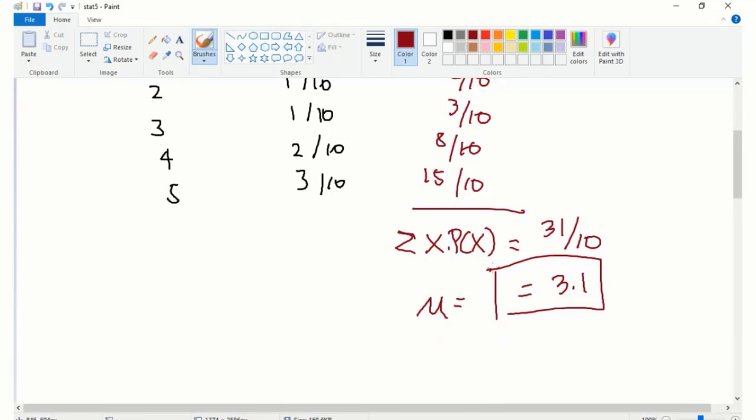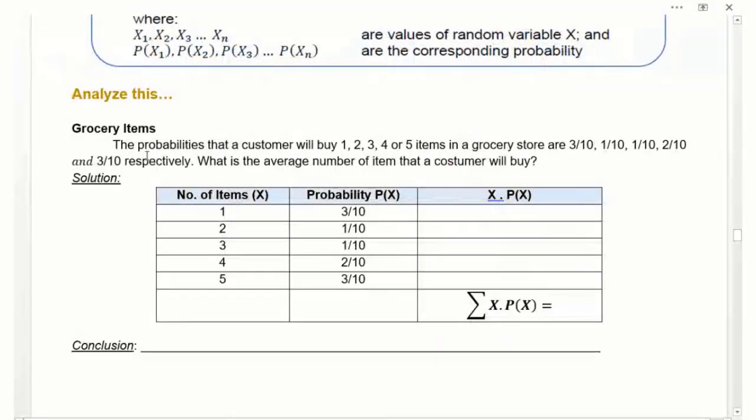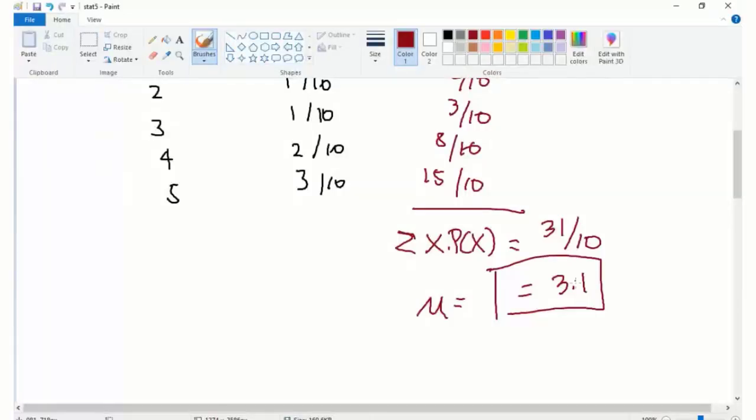But, ano yung ibig sabihin yan, teach? Let's go back to the question. The probabilities that a customer will buy 1, 2, 3, 4, or 5 items in a grocery store, ito na, yung probability niya. What is the average number of items that a customer will buy? So apparently, your answer is 3.1, or meaning, most of the time, umaabot ng 3 pataas, kasi nga may 0.1. So, probably 3, pero kung i-estimate natin to 3 pa rin siya, di ba? No? Or 3. In average, 3 talaga.